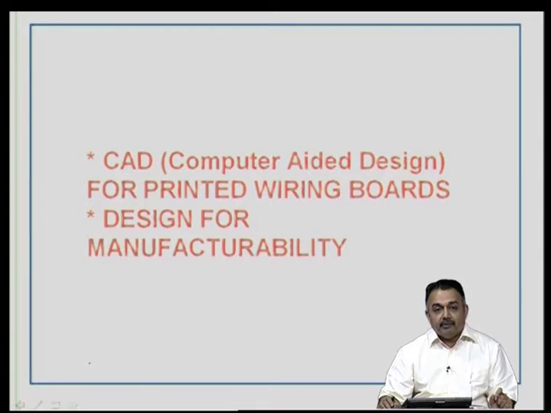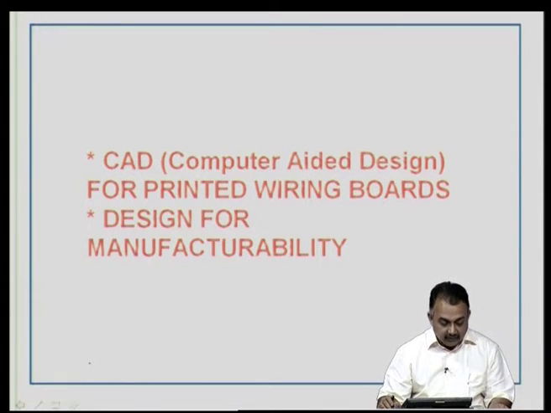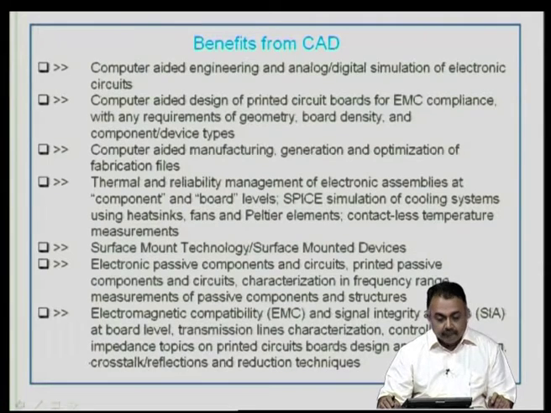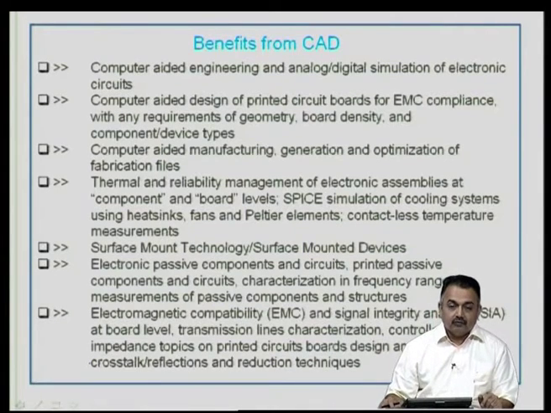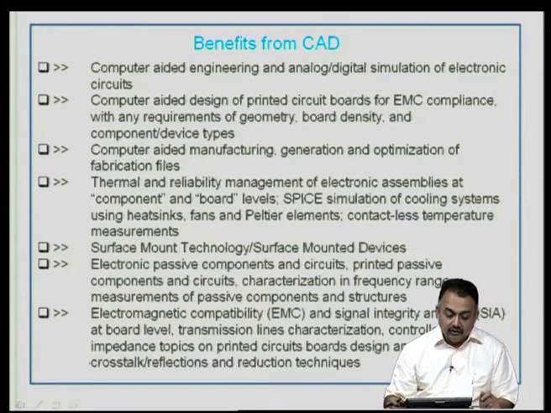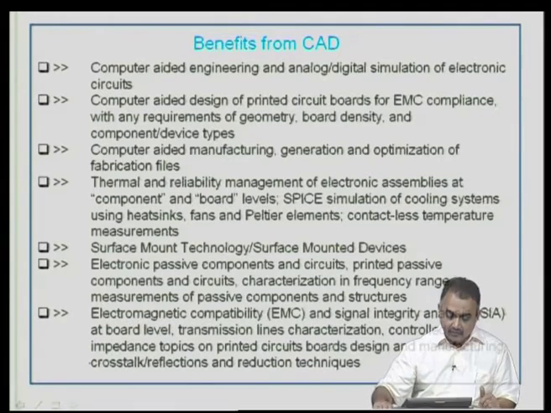So, now we will move to this chapter on computer aided design for printed wiring boards and design for manufacturability. Why should we do CAD? CAD is very essential to realize your electrical circuits. So, we call it computer aided engineering and analog and digital simulation of electronic circuits. So, once you have a paper circuit in mind, you have to translate it into CAD, because the benefits from CAD are very large and more advantageous than just a paper based schematic.